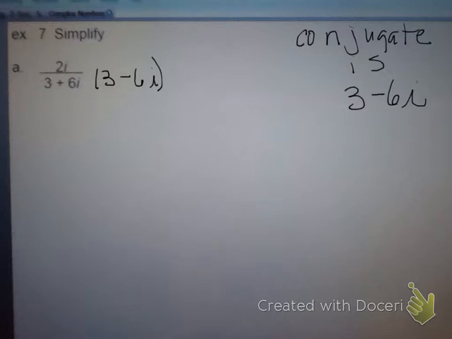Rule of algebra, if you do it on one side, you must do it on the other. If you do it on the bottom, you must do it on the top. So I'm going to multiply the top by 3 minus 6i also. I'm going to do the distributive property. 2i times 3 is 6i. And 2i times a negative 6i is a negative 12i squared.